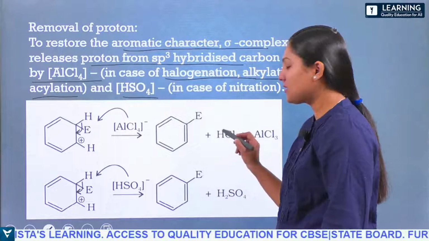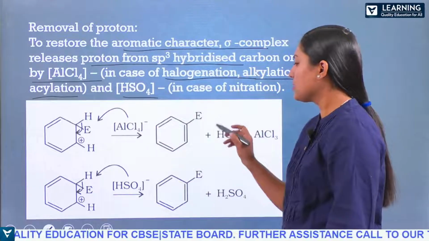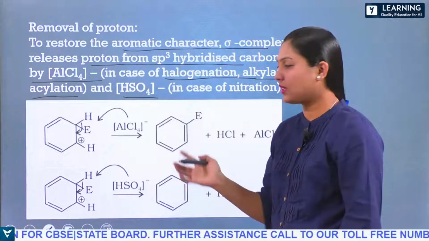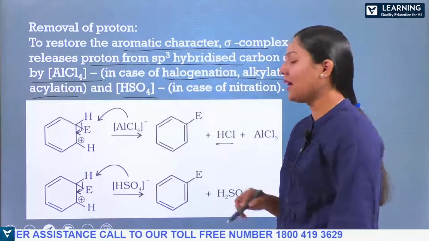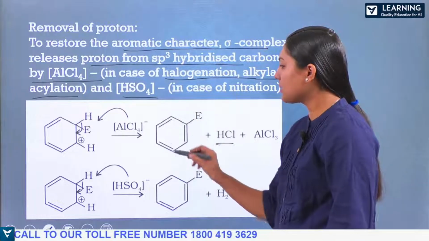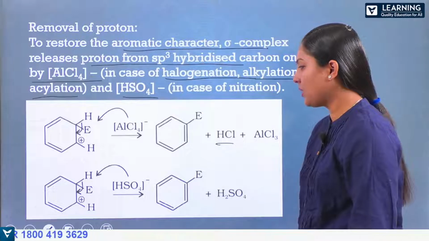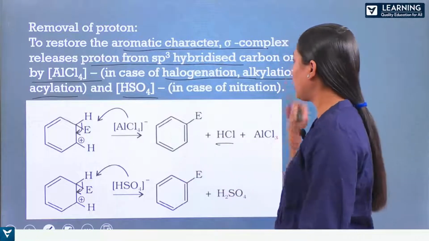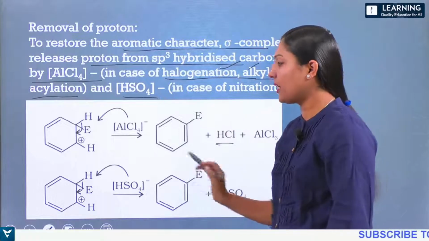So we'll get HCl, because AlCl3 is a normal molecule, so it will have an extra chlorine with it, right? That chlorine will go with the H plus ion, that is the proton, to form HCl, and we get the substituted product for the benzene ring. So this is for normal alkylation, halogenation and acylation reactions. For nitrations, what happens?